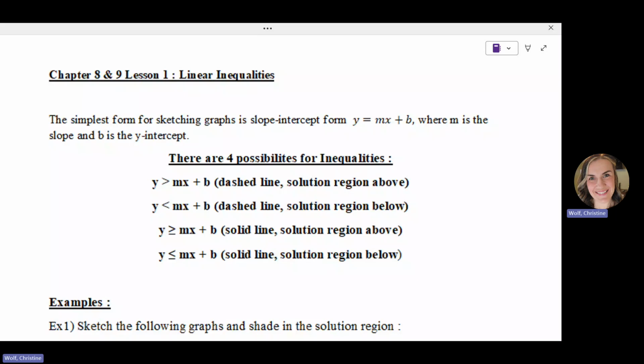Okay, hi everybody. Here is the video for lesson 1 of chapter 8 and 9. Just to explain why I'm doing chapter 8 and 9 together, they're both very short chapters. Chapter 8 is only a few lessons, chapter 9 is only a couple lessons, and they have very similar content. So I've just combined them into one big chapter instead.